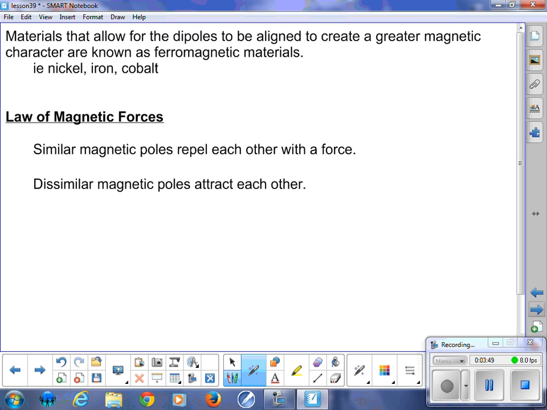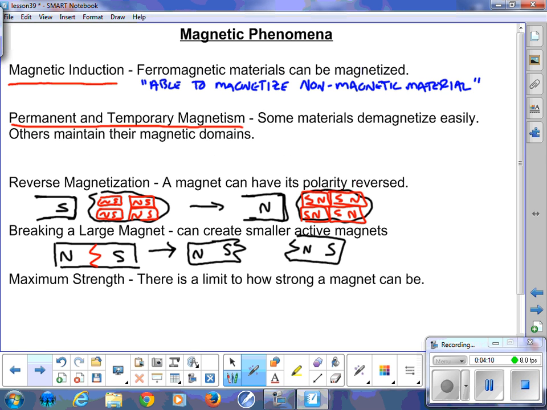So the law of magnetic forces, again, hasn't changed in the last month or so since you've been in the grade 11 course. Similar magnetic poles repel. So north-north would repel, south-south would repel, and dissimilar ones attract. So north-south will attract. Now, magnetic phenomena. Magnetic induction, we talked about that, and that's when ferromagnetic materials can be magnetized. First of all, they have that magnetic character that allows them to become magnetized, and typically they may be non-magnetic to start with, and then we can force them to become magnetic.